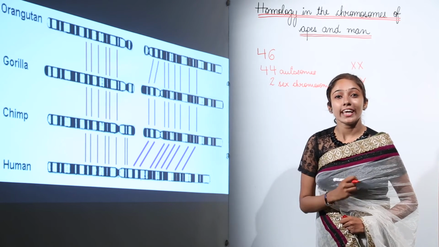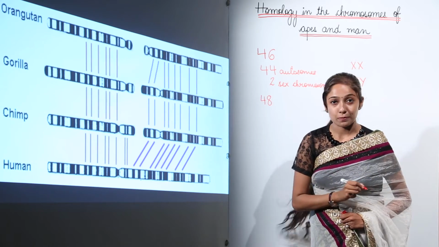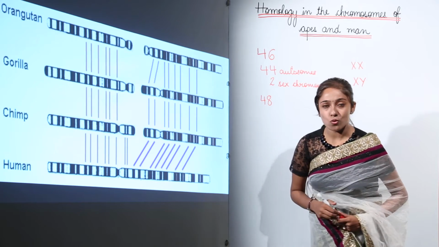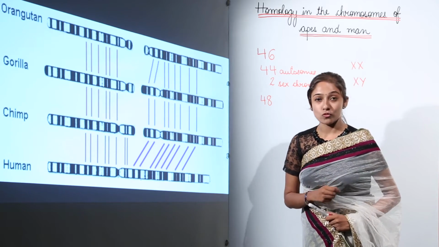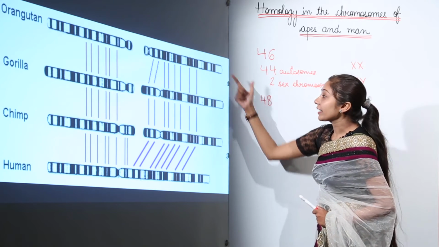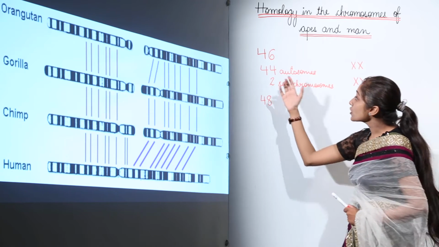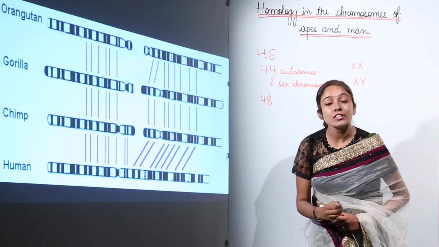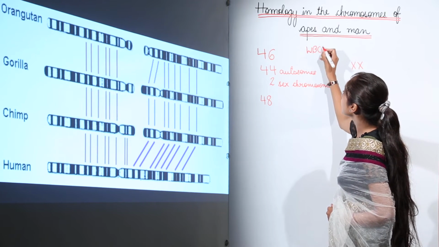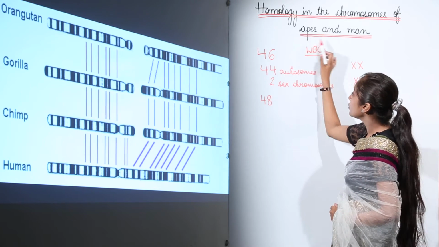When we talk about apes, there are 48 chromosomes in case of apes, right. So, when we actually do this comparative study of chromosomes, what do we actually do? We actually see the banding pattern. We actually find out the similarities in the banding pattern, and in case of human beings, we get these chromosomes from WBCs, that is your white blood cells from the peripheral blood, right.